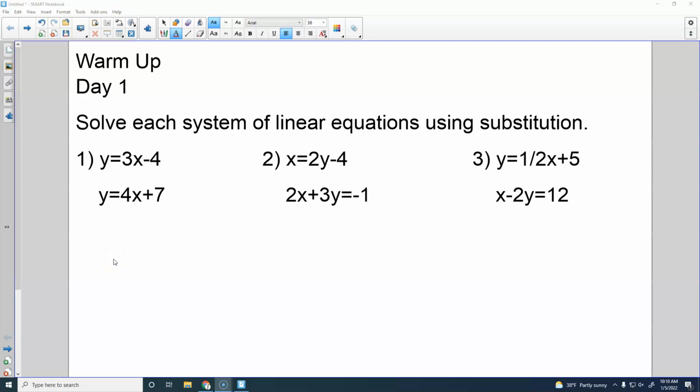Warm-up to review how to do substitution, because I know it's been two long weeks of freedom, and you may have erased things from your mind over those two weeks. So we're going to go over this together, how to do this. If you want, you can go ahead and start. You don't have to copy the words, but copy the equations down.